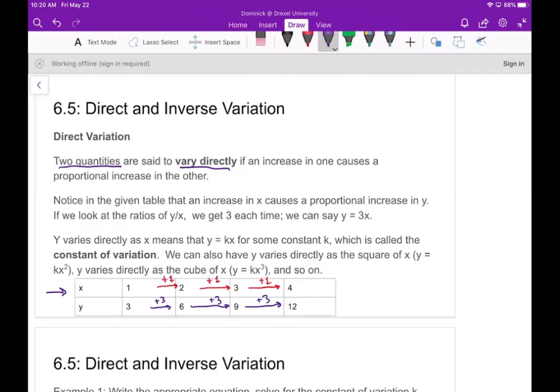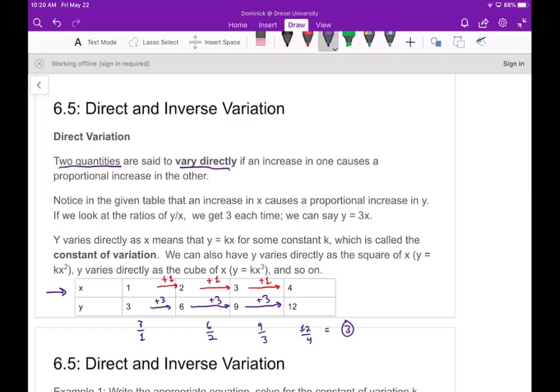Now, of course, one thing that also happens is if you look at y over x in each case, so this is 3 over 1, this is 6 over 2, this is 9 over 3, and this is 12 over 4. If you reduce all those, every time you're going to get 3. And when that happens, that's an example of direct variation, right?